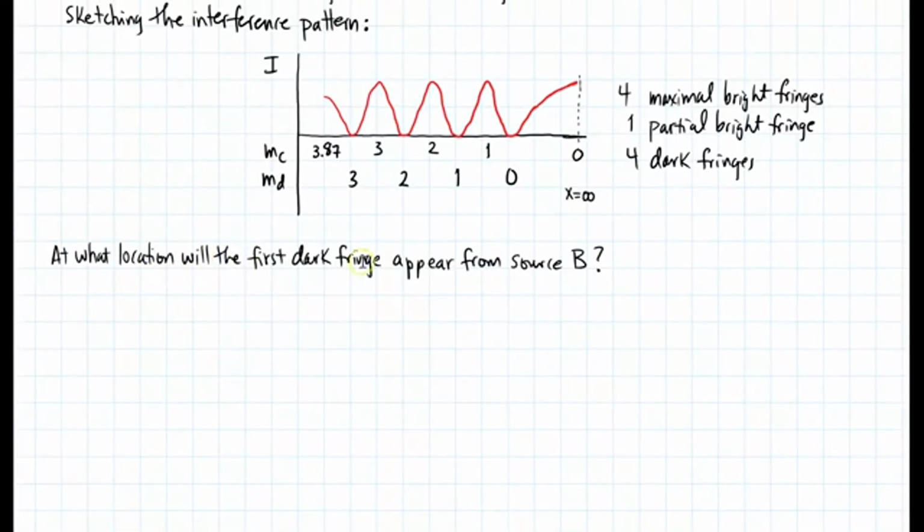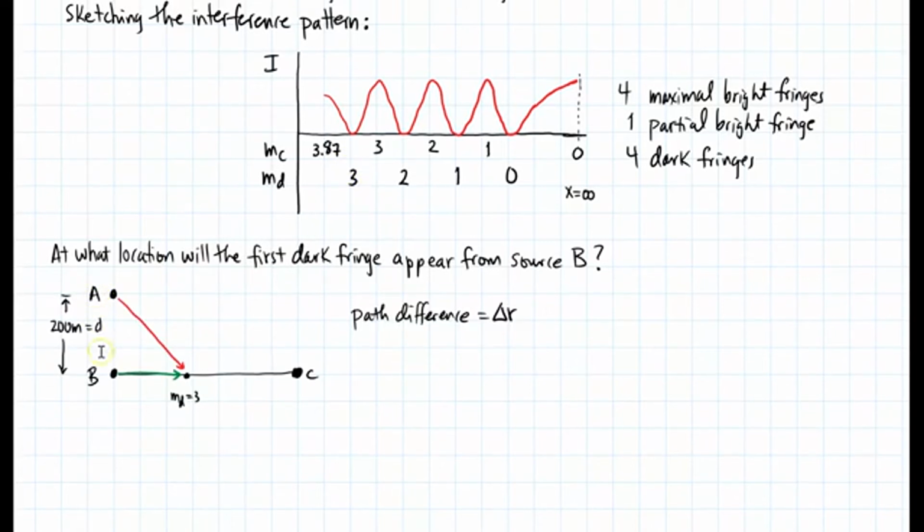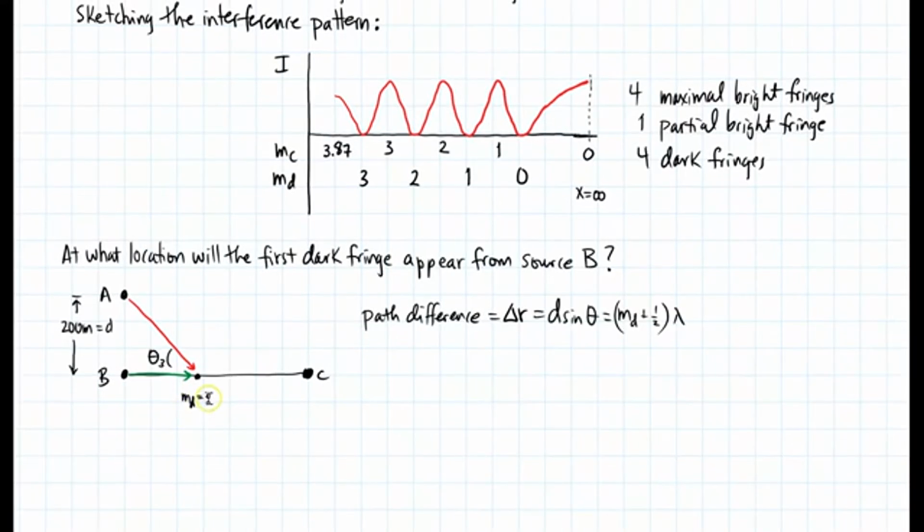What location will the first dark fringe appear from source B? We could see here that it's got to be m_d equal to 3. Picture-wise, I have A, B, and C. A travels farther than B by the path difference delta r. So if I want to calculate what that value is, I know that this occurs at m_d equals 3, so then I write m_d equal to 3. I know that this angle here must be theta 3. So now I have a full triangle. I can calculate the angle using this relationship, and if I know the side d, I can then calculate this length along the BC line.